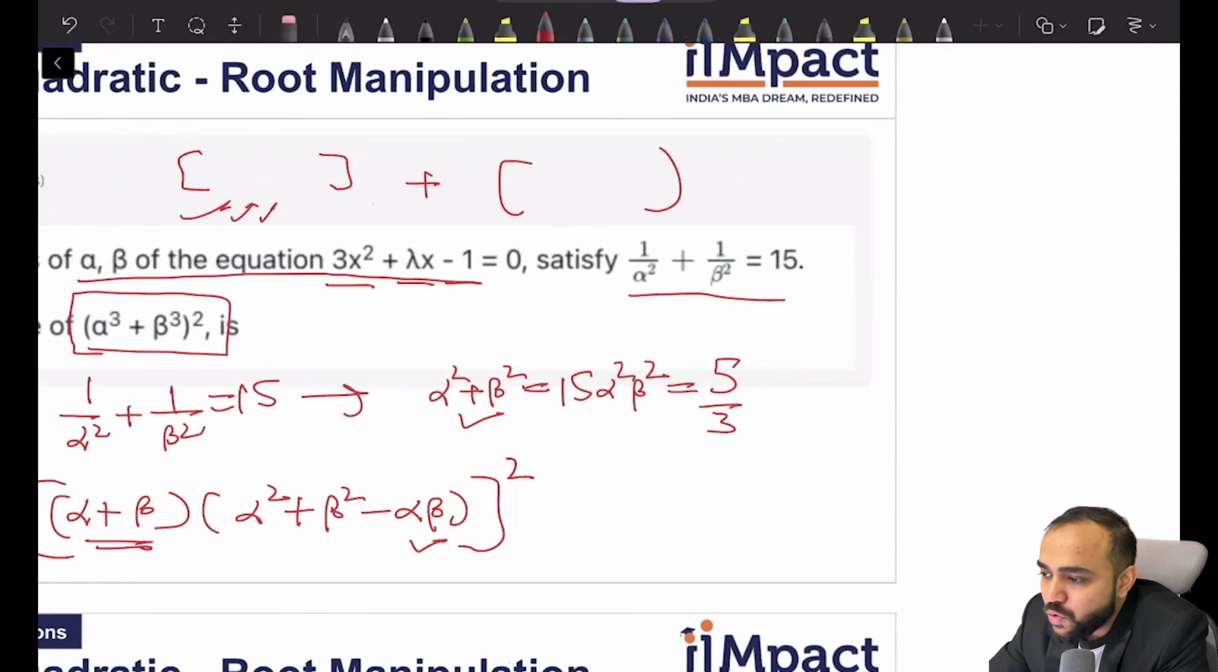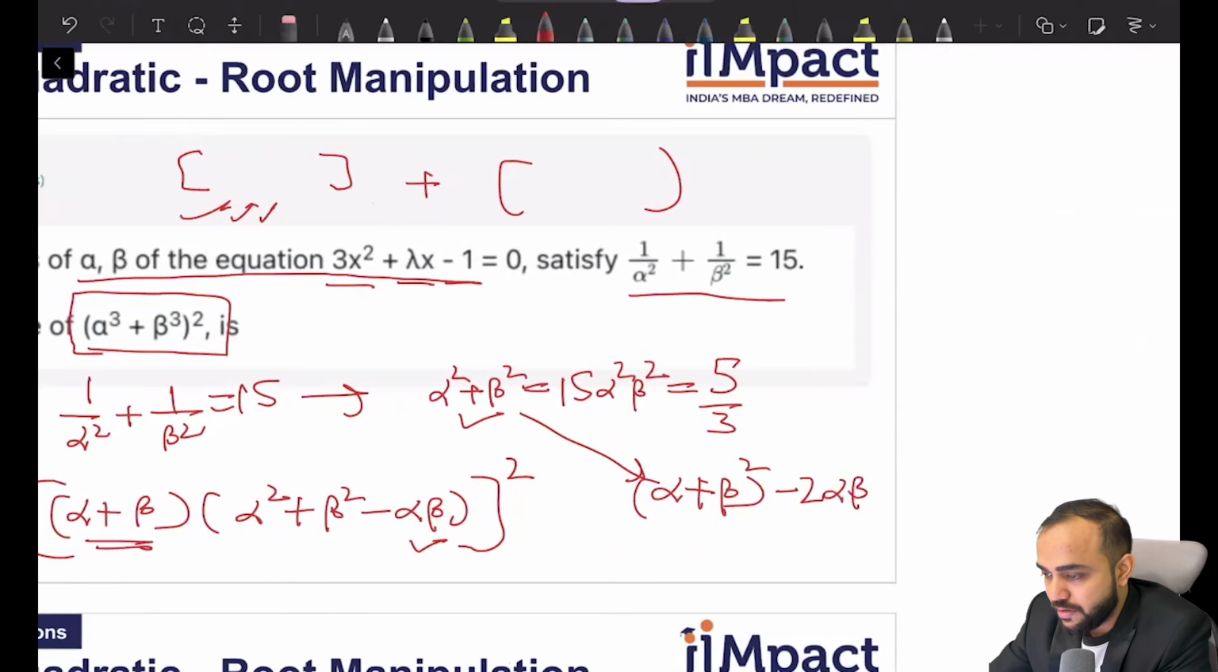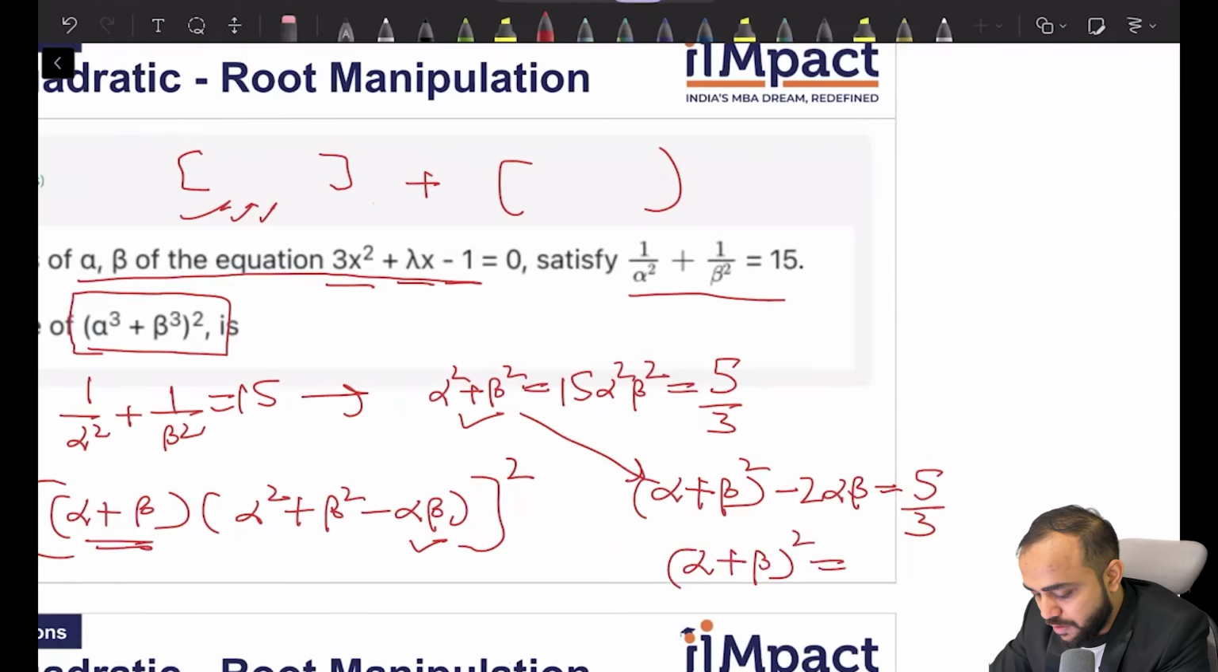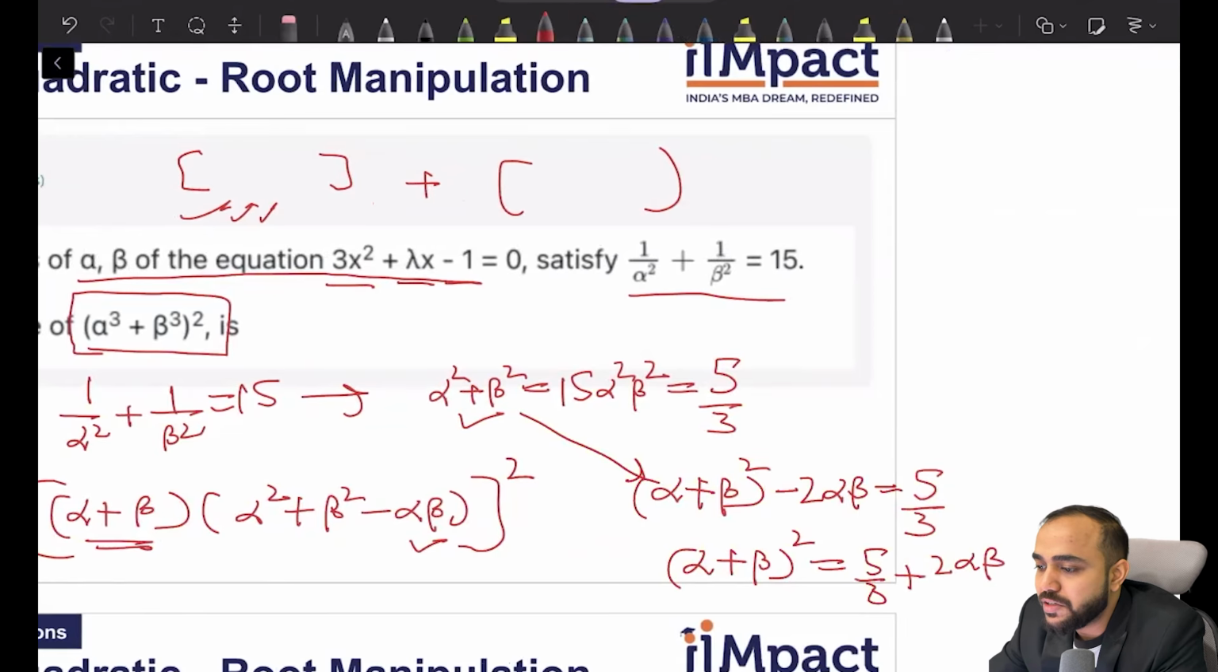If I have alpha square plus beta square available, can I convert this into alpha plus beta whole square minus 2 alpha beta? This is equal to 5 by 3, which means alpha plus beta whole square is equal to 5 by 3 plus 2 times alpha beta, and alpha beta was minus 1 by 3. So this is going to be 5 by 3 minus 2 by 3, which is going to be 1. So alpha plus beta whole square is 1.